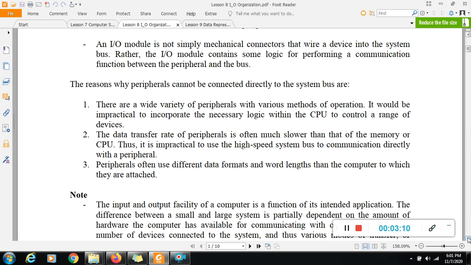The data transfer rate of peripherals is often much lower than that of the memory and the CPU. Therefore, connecting them directly would cause the CPU to slow down. It would be too much slowed down, with wasted cycles, so it is impractical to use the high-speed system bus to communicate directly with a peripheral. Peripherals often use different data formats and word lengths than the computer to which they are attached. Actually, there has to be a way of converting that to something compatible to the CPU.